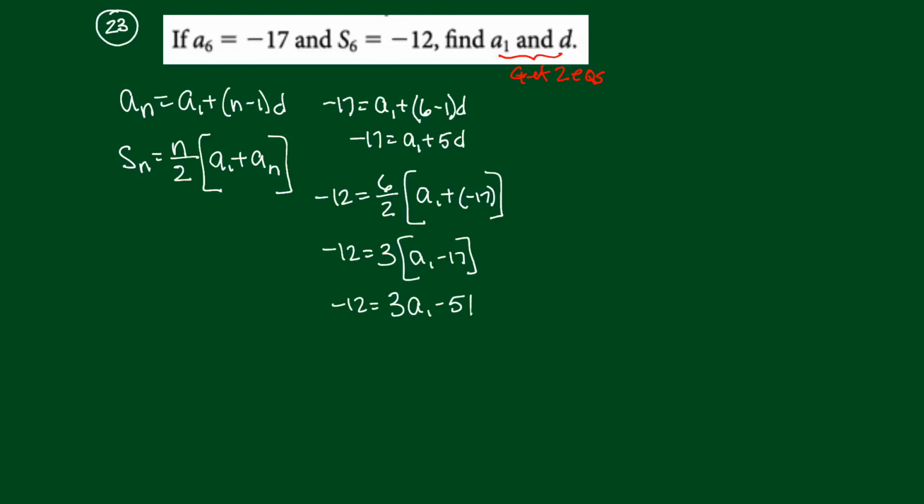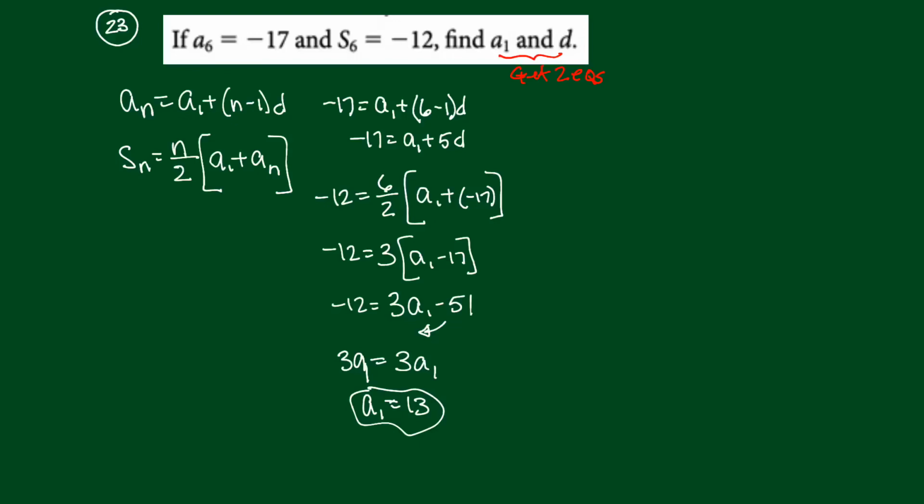All right, we can solve this with only one variable. Let's add that 51. So if I add 51, negative 12 plus 51 is 39, and how nice, because that 3 is going to go right into there. So what do you get for A1? 13. All right, so I've got A1.